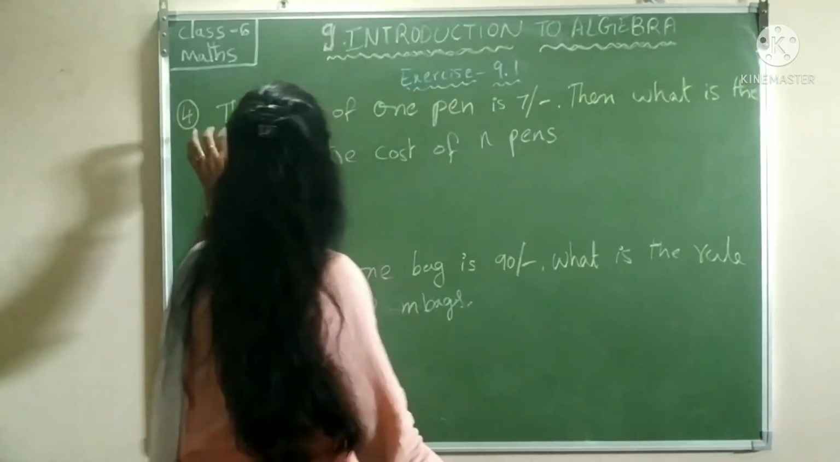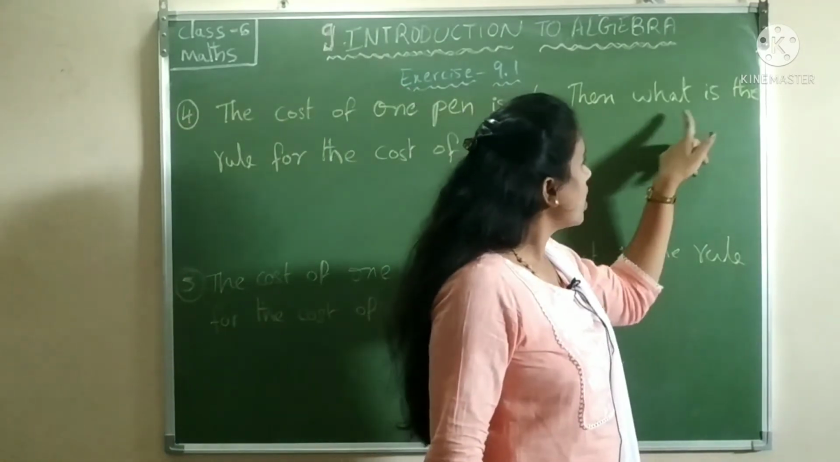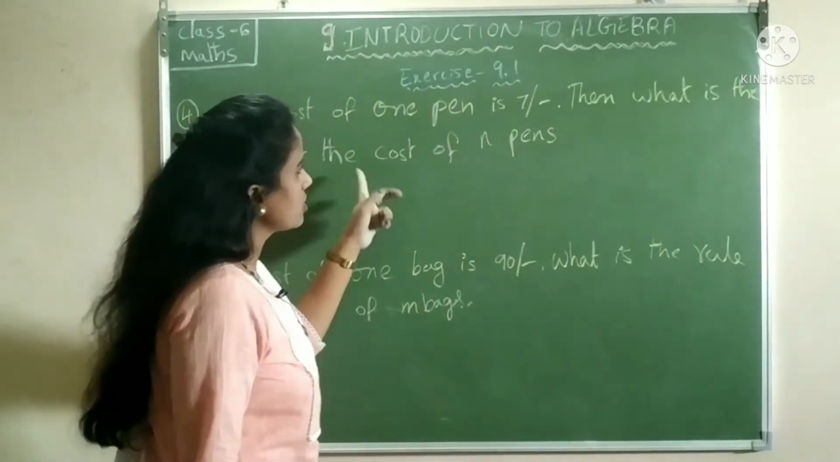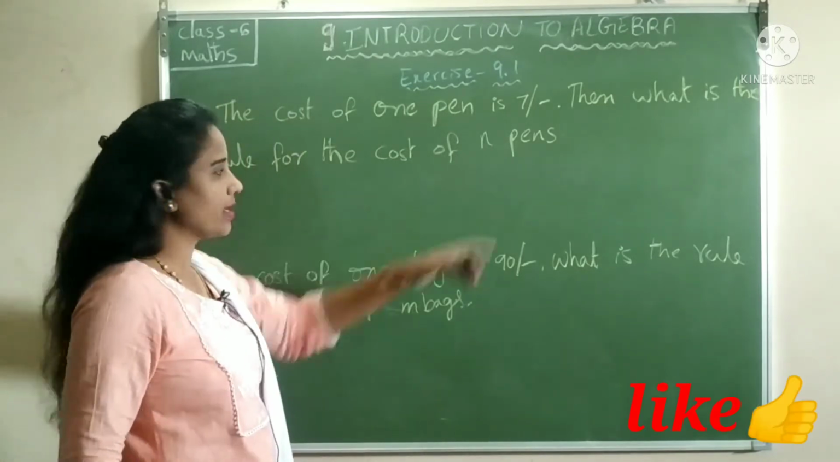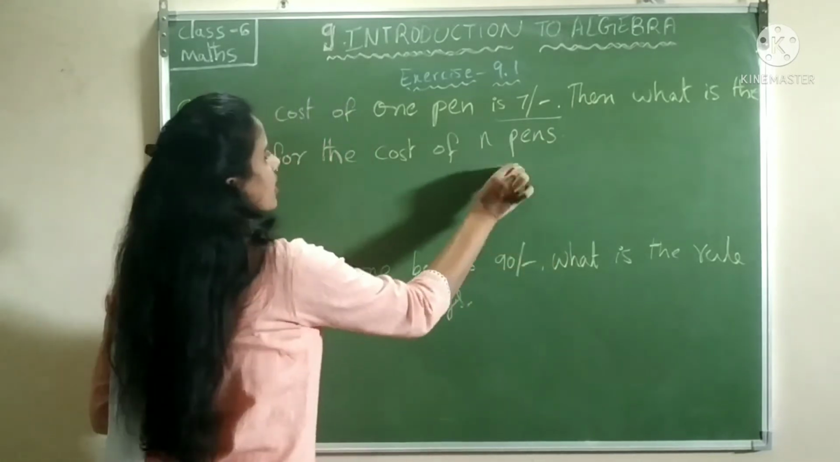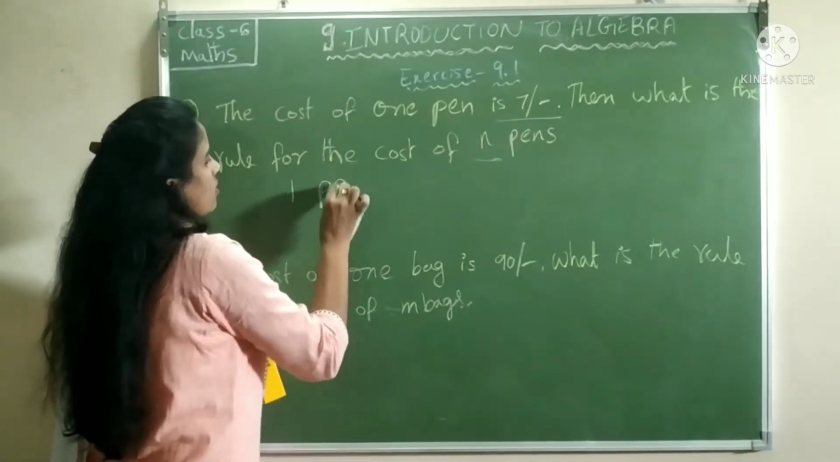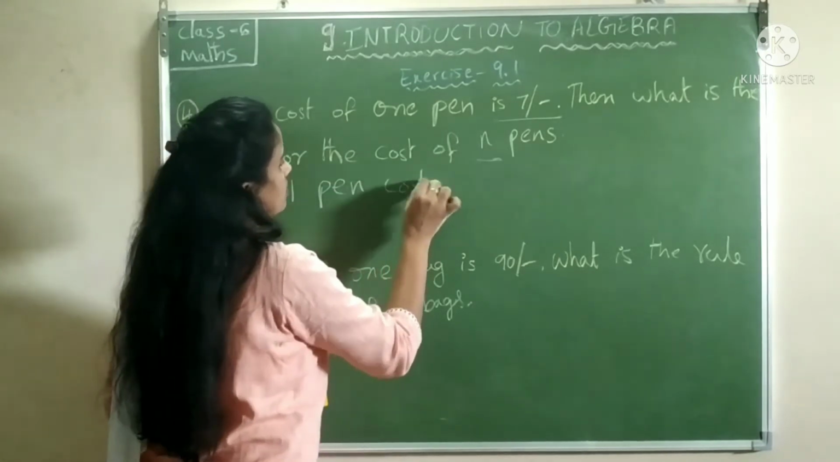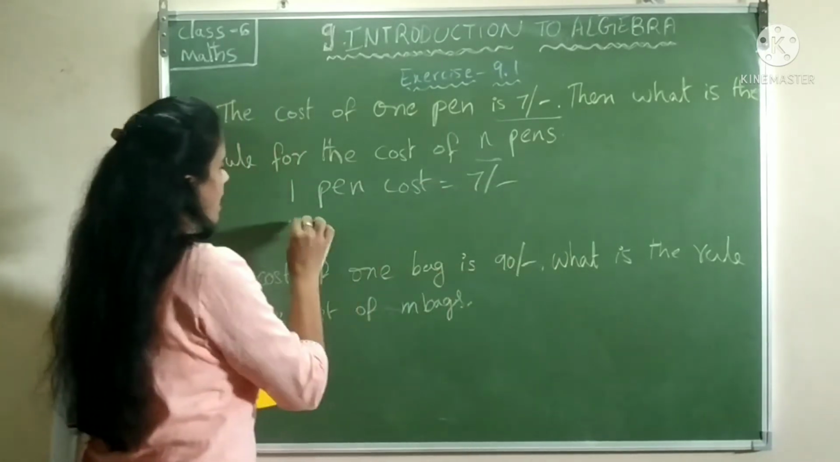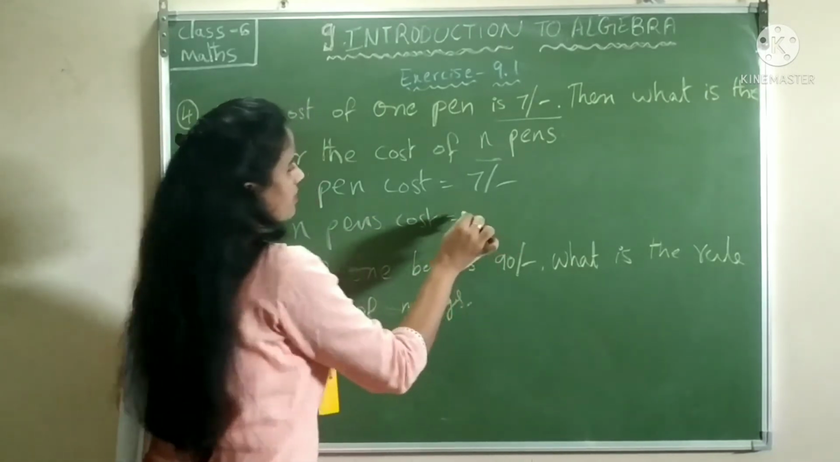Fourth question. See, the cost of 1 pen is 7 rupees. What is the rule for the cost of n pens? The cost of 1 pen is 7 rupees. Then the cost of n pens is equal to 7n.